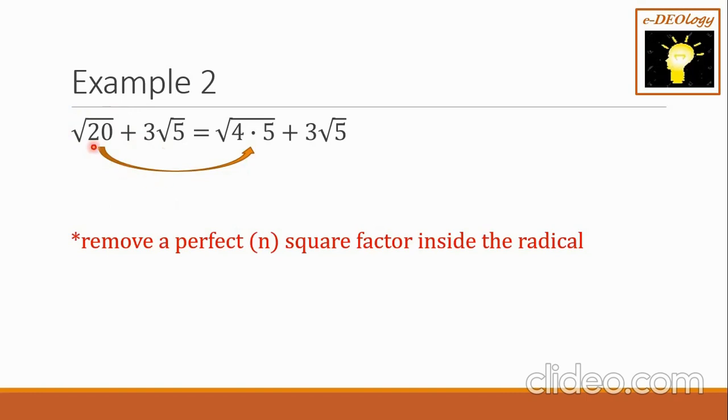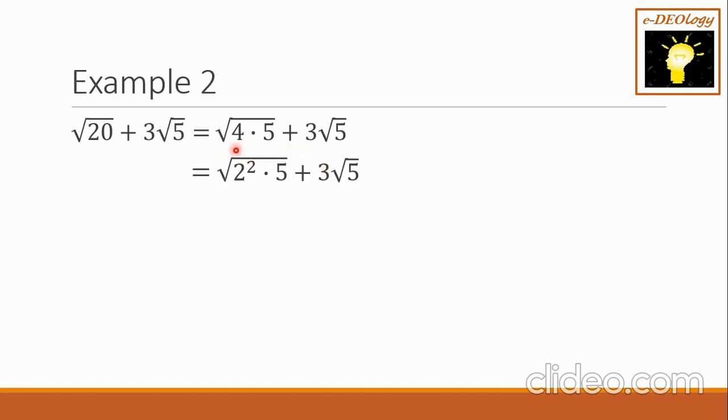Now the 20 is factored out into 4 times 5. So one factor is a perfect square, and that is the 4. And then we just copy the plus 3 square root of 5 here. Then we're going to show that this 4, the perfect square number, is equal to 2 squared. Then we're going to distribute the radical sign to the 2 squared and also to the 5. So we have here the square root of 2 squared times the square root of 5, and then the plus 3 square root of 5 is copied down here.